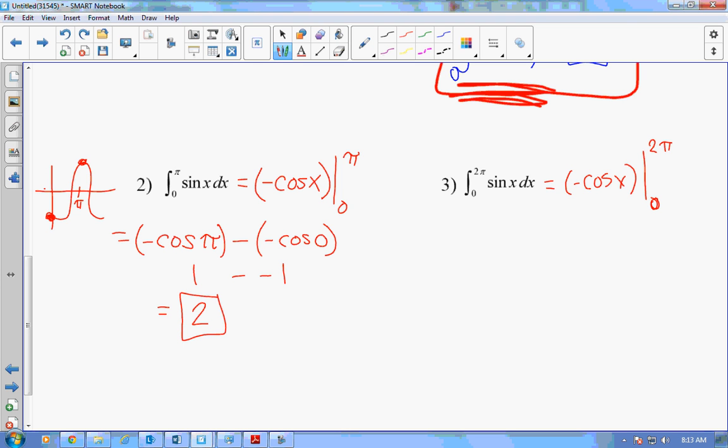Okay, Claudia, what do I plug in first? Good. Make sure that's grouped. Subtract the grouping of negative cosine 0. We've already found negative cosine 0 is negative 1 minus a negative 1. But what about 2 pi? That is negative 1. So we have a subtract a negative, and we get 0.